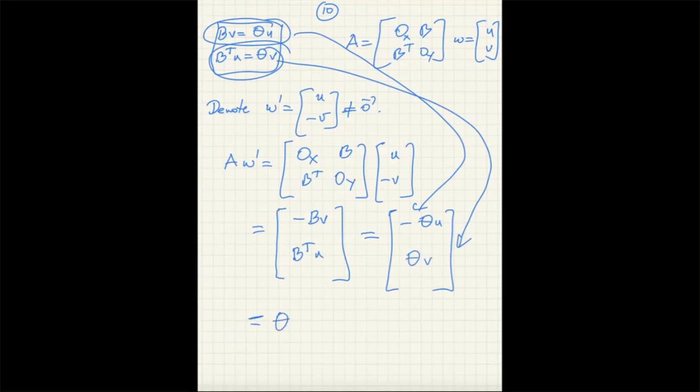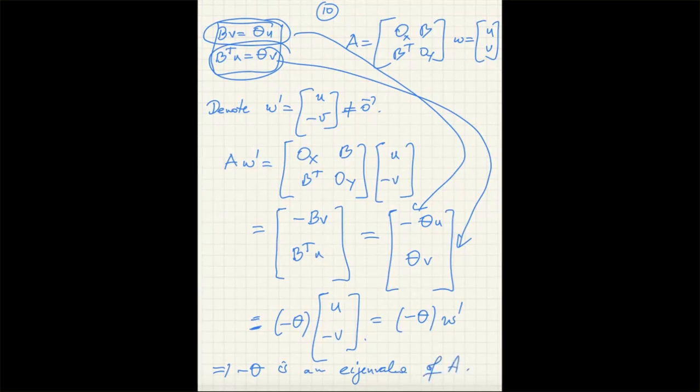And so you get theta times minus U and V, but maybe let's write it in a different way. We take minus theta as a common factor, and we get U and minus V. So this is the same thing as minus theta times W prime. And this proves that minus theta is an eigenvalue of A, because W prime is non-zero.